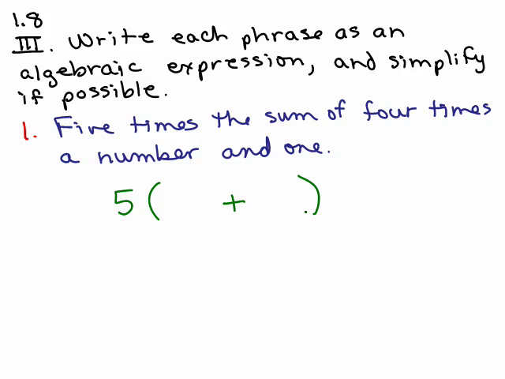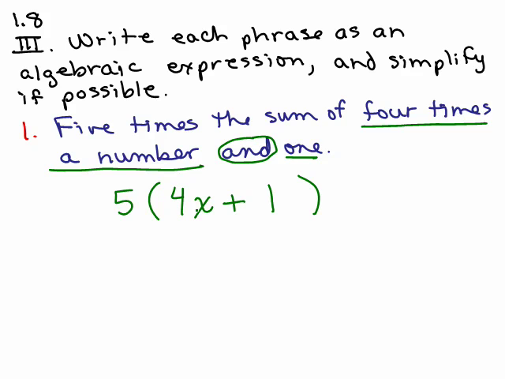Sum means add. Okay, what am I adding? Well, it's broken up by the word and, right? There's two parts of the sum. So the easy one is what goes on the right side of the plus sign, 1. And what's on the other one? 4 times a number. All right, so it says use x to represent the unknown number. So 4 times x would be what would be used for 4 times the number. So that's writing the expression.